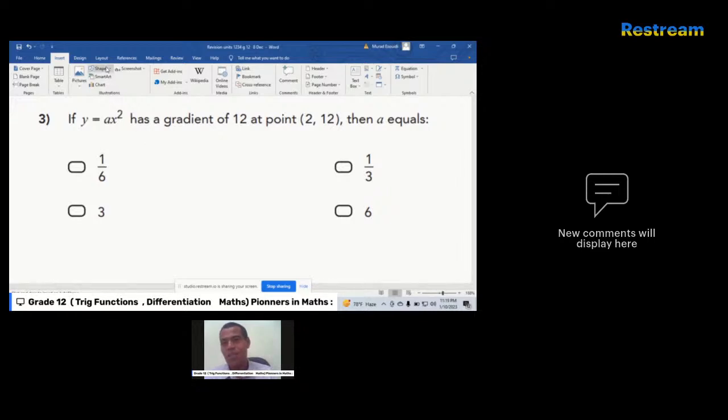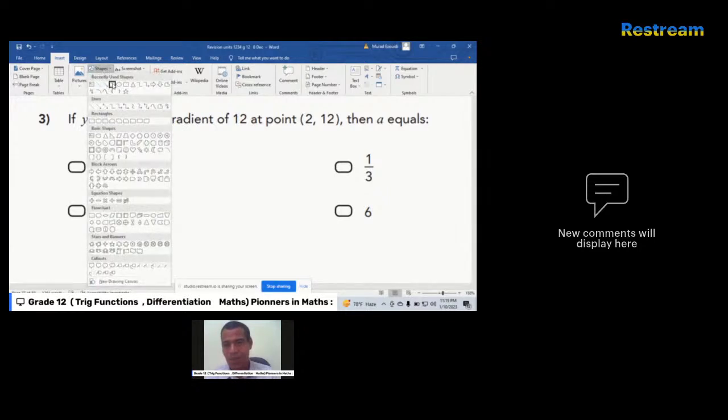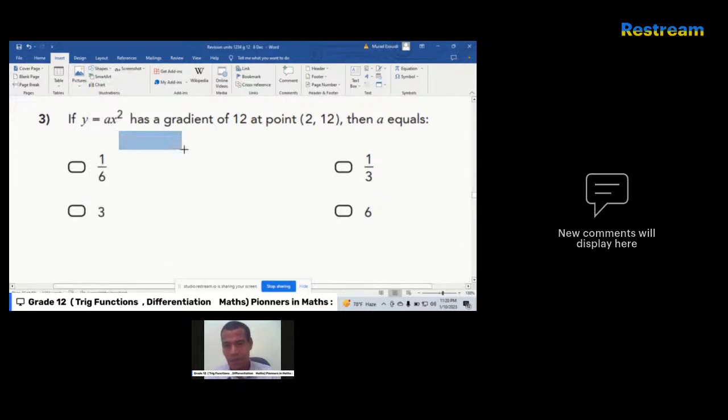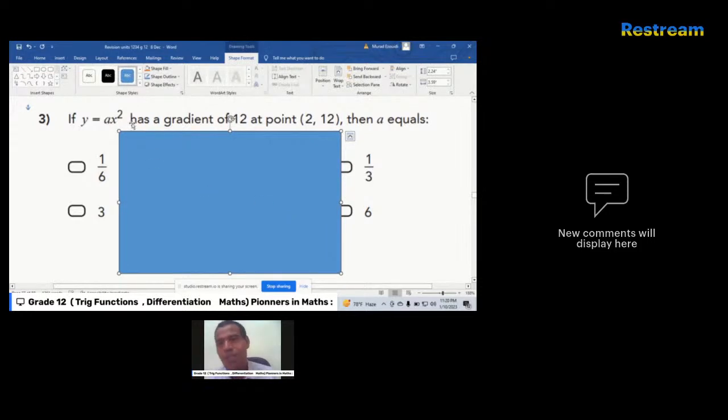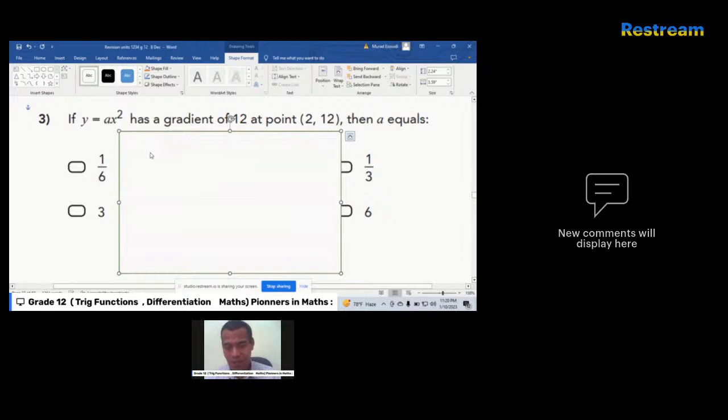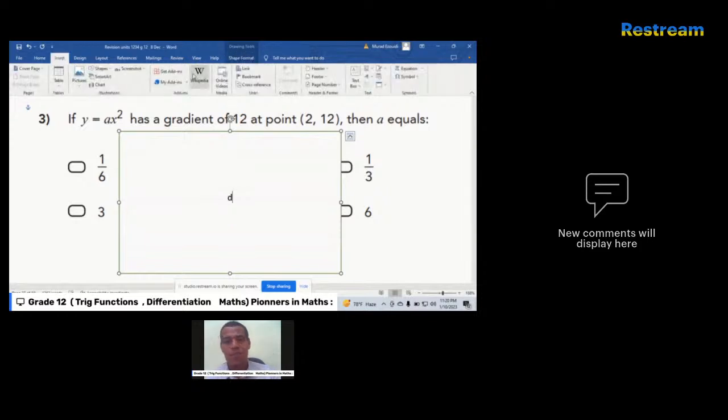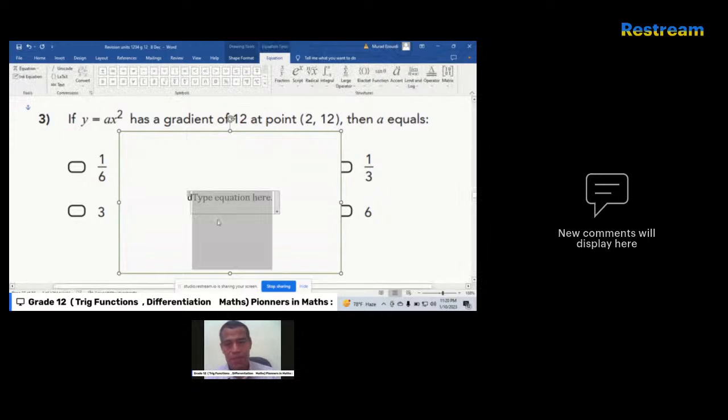I will write here, learners, look how to do this one. It's very easy. This kind of question will always come. Look, this is how to solve the question. I will try to insert an equation. I will make d first, then I will insert the symbol.